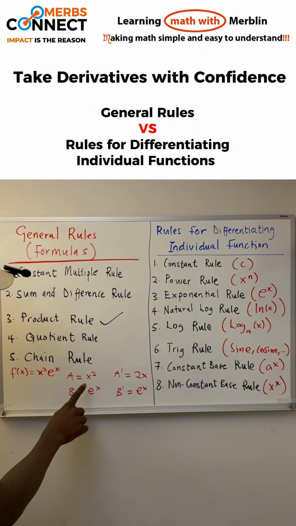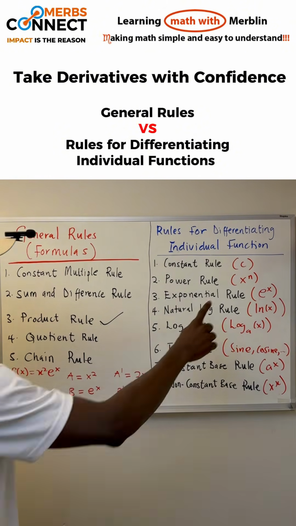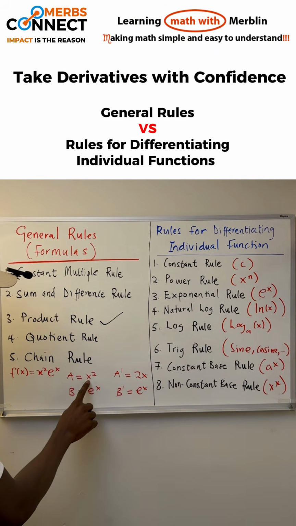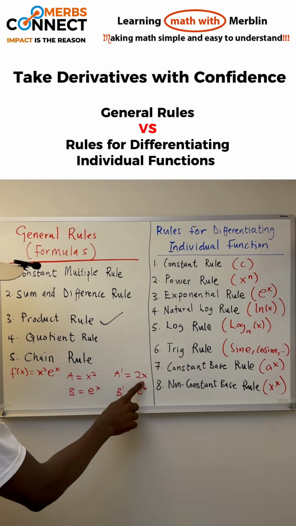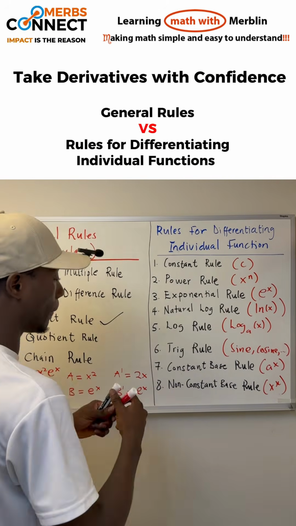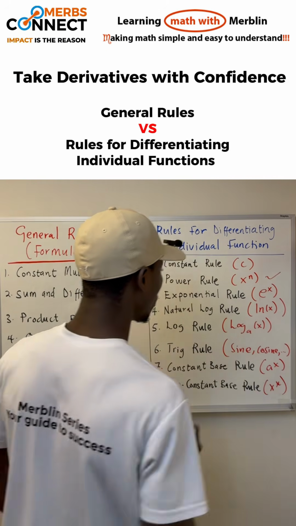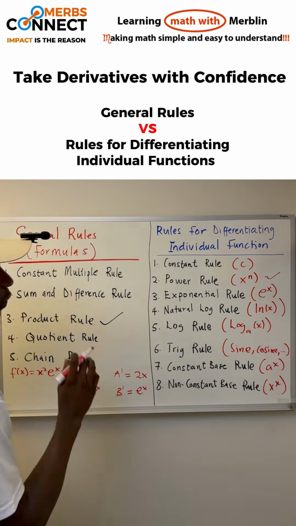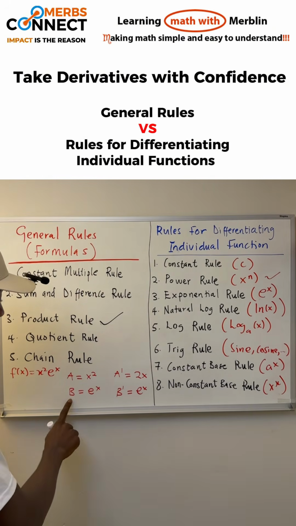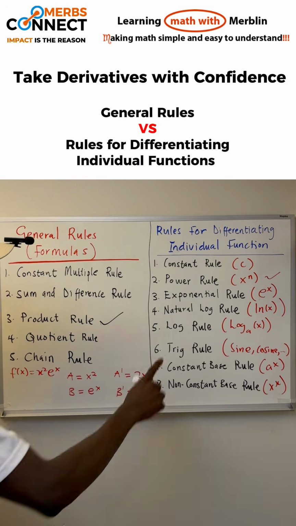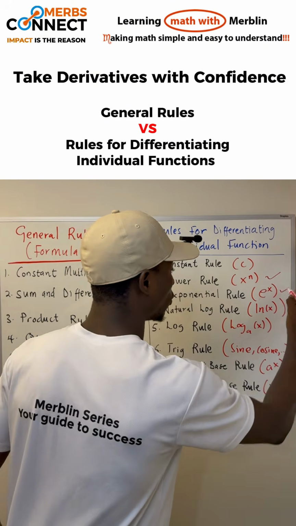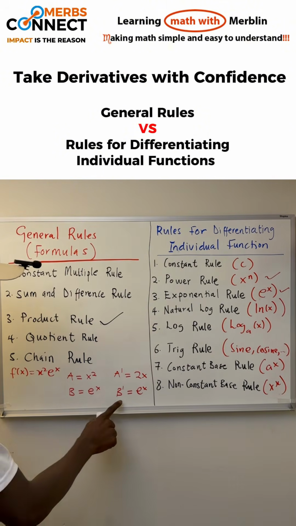How? Now, for me to differentiate x squared, I know that this is x to the power 2, so I need this rule. Moving from x squared to 2x, we are going to use the power rule. Now, this is an exponential function, so I need to go and look for the exponential function rule before I can move from B to B prime. For the exponential function, we have the exponential rule, so I need this one to move from B to B prime.